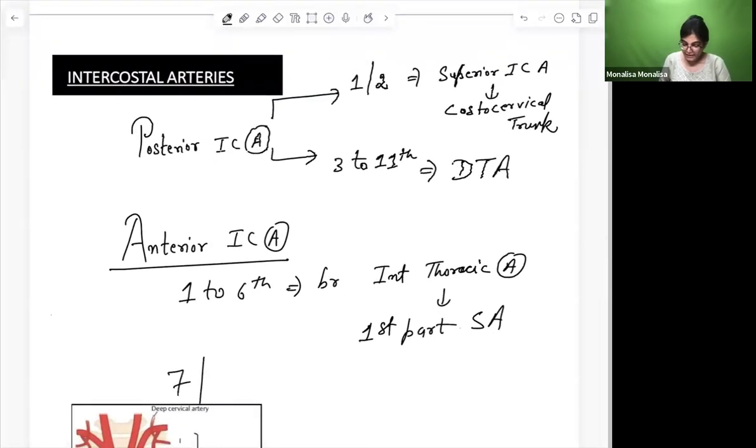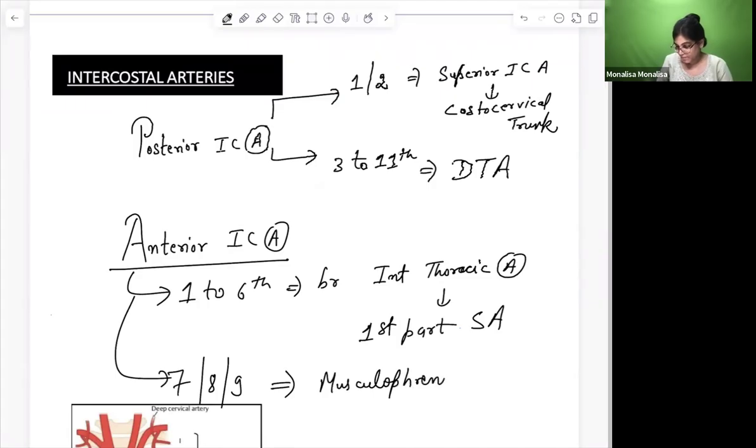Now, 7th, 8th and 9th anterior intercostal arteries. 7th, 8th and 9th anterior intercostal arteries are branches of the musculophrenic artery. They are branches of musculophrenic arteries. Got it? Intercostal arteries, we have got anterior and posterior intercostal arteries.